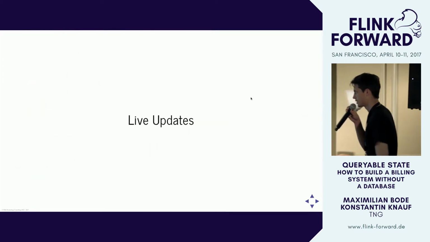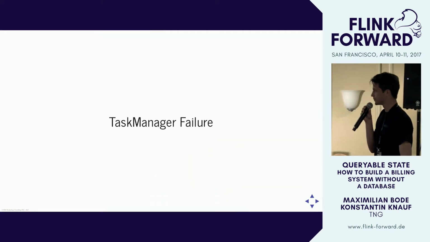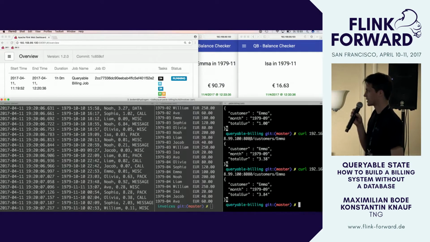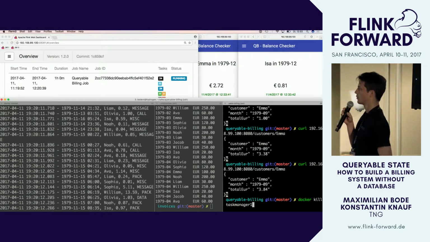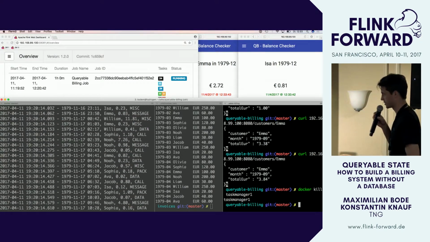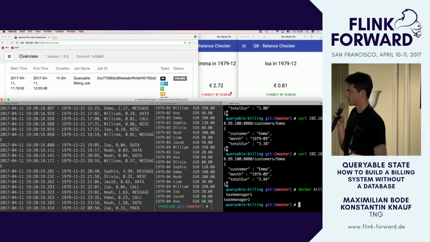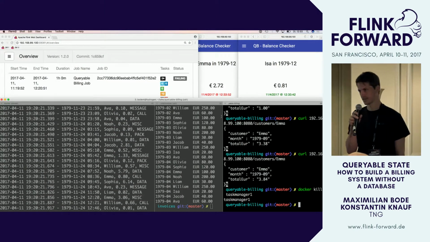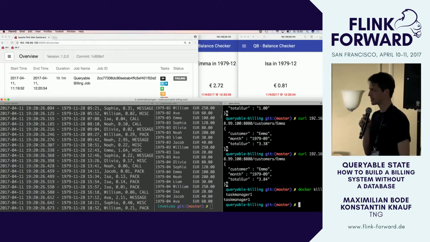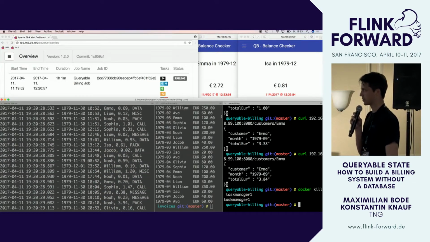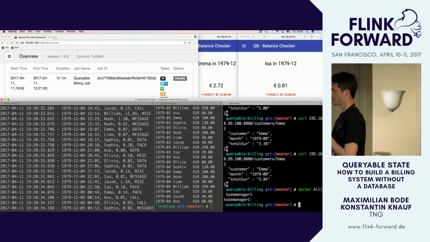Live updates is getting a check. And yeah, let's look at task manager failures. So we can just kill the Docker container running one of the task managers, and let's see what happens. Okay, we see Emma was served by this task manager, so it immediately doesn't work anymore, and that's what you would expect. Isa still works because the other task manager doesn't know that the first task manager died. And it is told so after the Akka timeout, basically by the job manager, and then this also doesn't work anymore. So you kind of see this direct link between the queryable state client and the task managers.